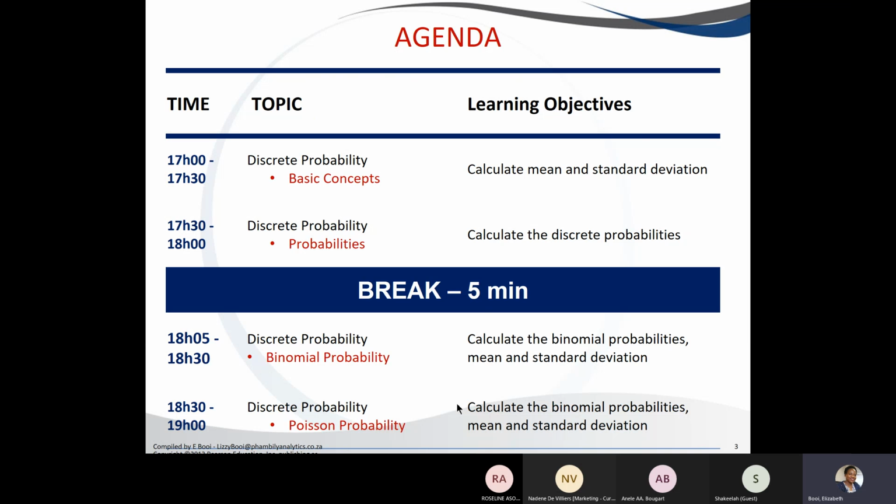Like I explained, we're going to be doing discrete probabilities. So the first half, the first hour, we will look at the basic concepts of discrete probabilities and how we calculate the probability of the discrete variable. And then we're going into how we calculate the binomial distribution and also the Poisson distribution. Both of them, you can use a table, and I will show you the tables at a later stage.